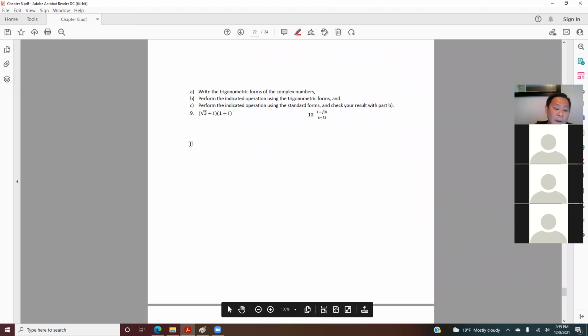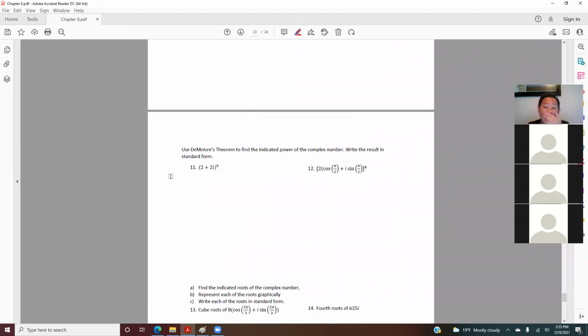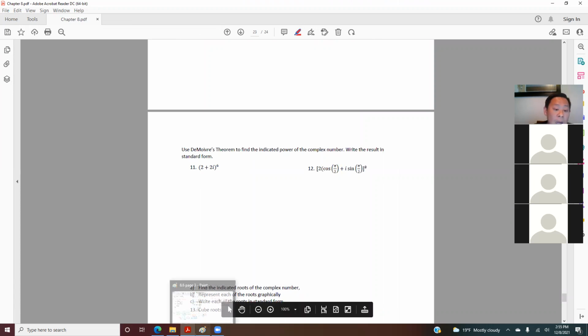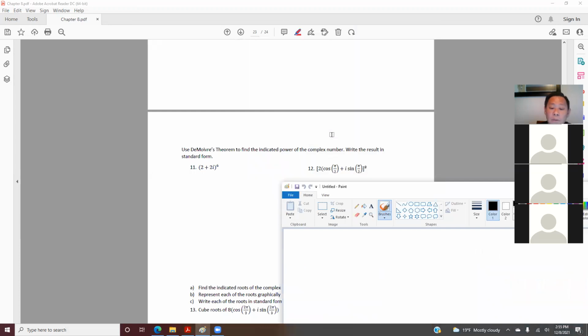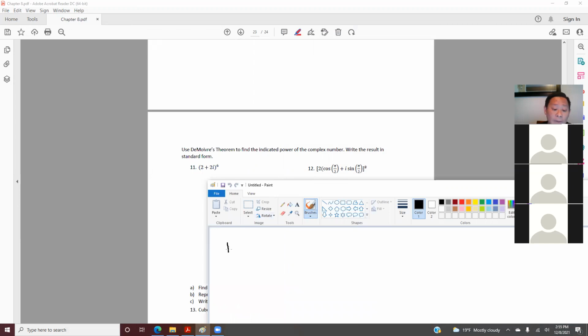So the next questions we're talking about are question number 11 and 12, where they want you to use the De Moivre theorem to do the power. Now, the bad news about question 11 is this is not in the CIS form, so you need to convert that into the trig form. So let's do number 12 first, then number 11. The reason we do number 12 first is that it is already in the CIS form, so it is going to be very easy to use the De Moivre theorem here.